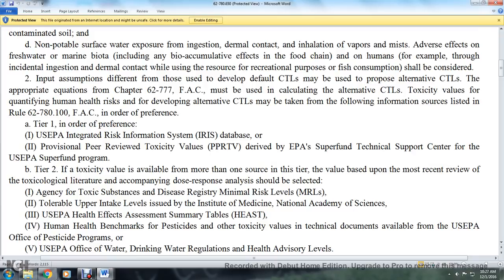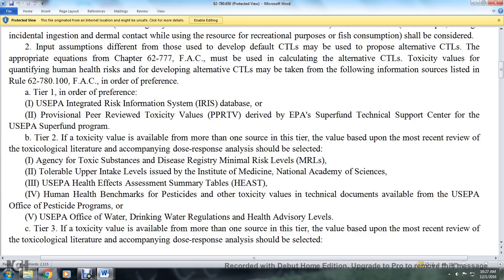The toxicological literature accompanying the dose-response analysis should be the selected agency. The Agency for Toxic Substances and Disease Registry minimal risk levels; tolerable upper intake levels issued by the Institute of Medicine, National Academy of Sciences. Tier 3: the U.S. Environmental Protection Agency Health Effects Assessment Summary Tables; Human Health Benchmarks for Pesticides; other toxicity values from technical documents available from the U.S. Environmental Protection Agency, Office of Pesticide Programs, U.S.